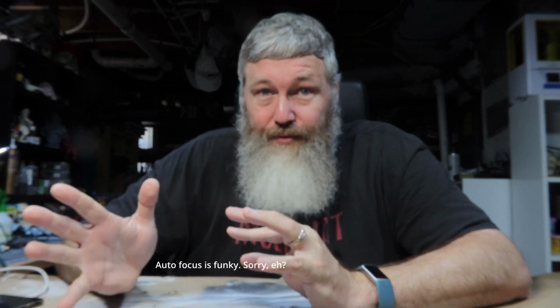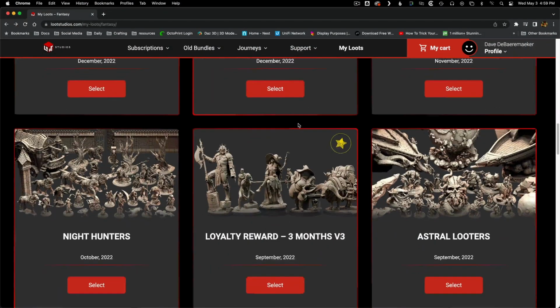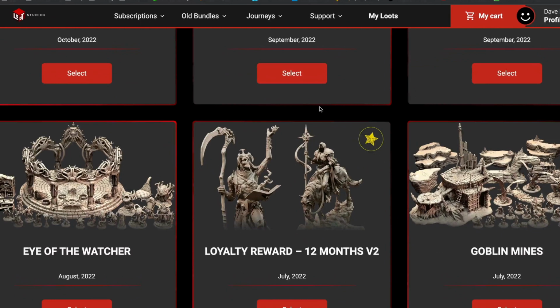So I headed over to Loot Studios, where I get most of my models from, for no other reason than that's just happened to be where I have a subscription and they make really good models. I just started scrolling through all my options. So the thing that caught my eye is this lich.